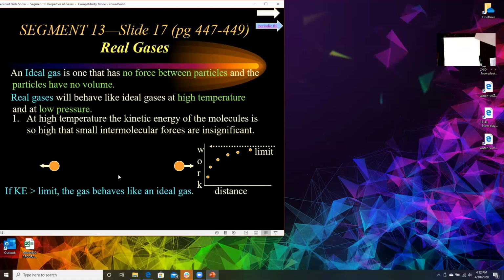How can we get the kinetic energy? Remember, 3/2 RT is the kinetic energy of anything. So at high temperature, this is going to be true.